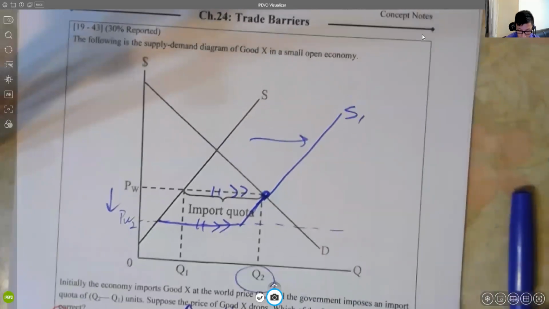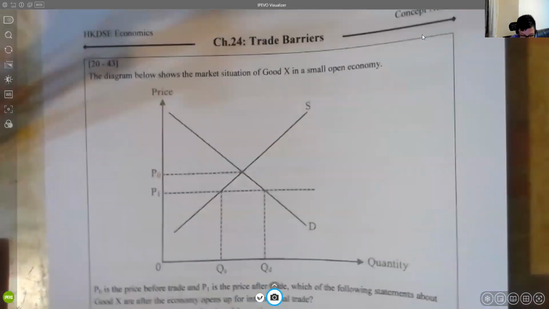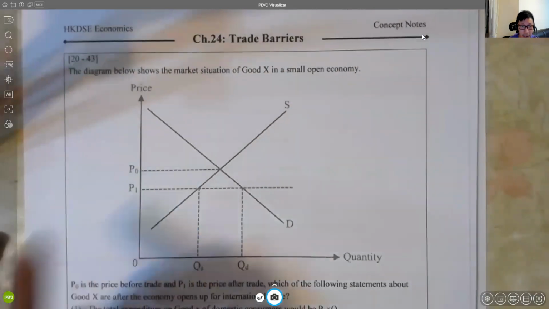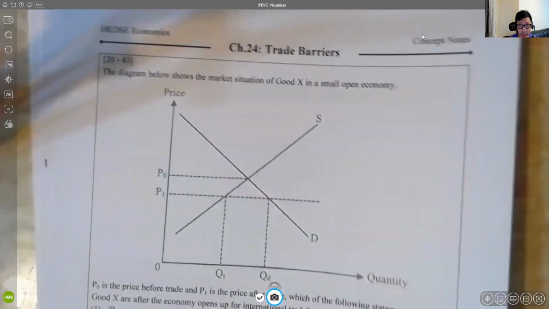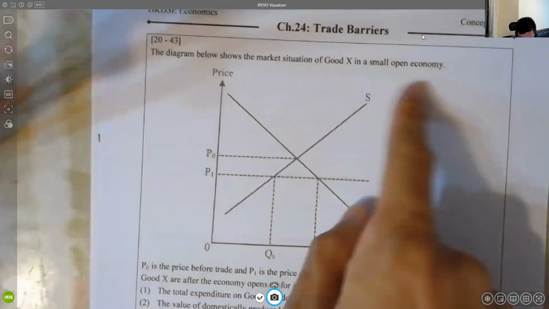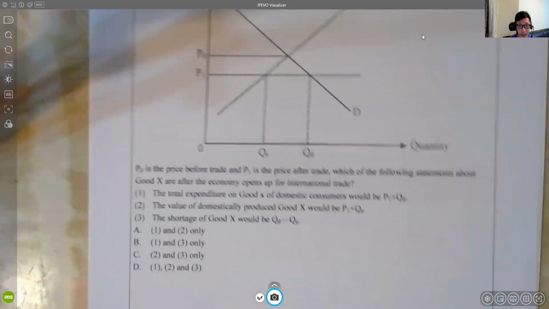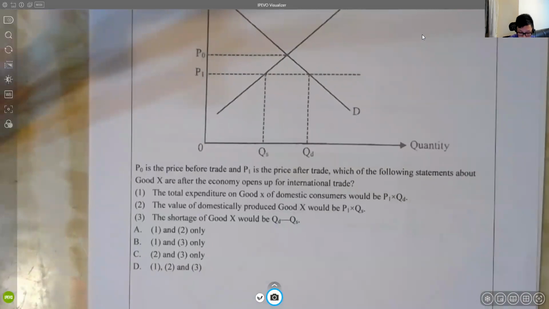Okay，好嘛？好啦，now one more question for quota, and then we wrap up with one question and some extra tips from me. Okay，好啦，嚟啦。2020, in a small open economy, okay，好嘛？P0 is the price before trade, and P1 is the price after trade. 點解 after trade 會喺度啊？Of course, because this is the world price, right?